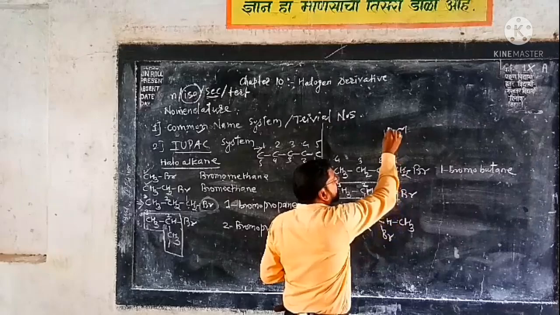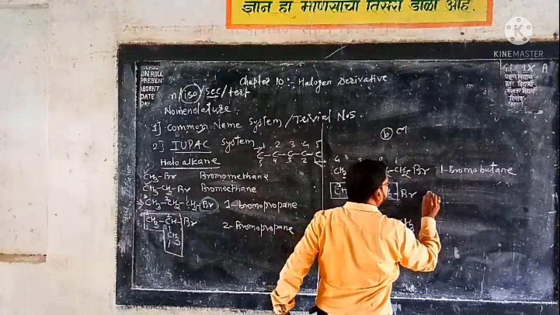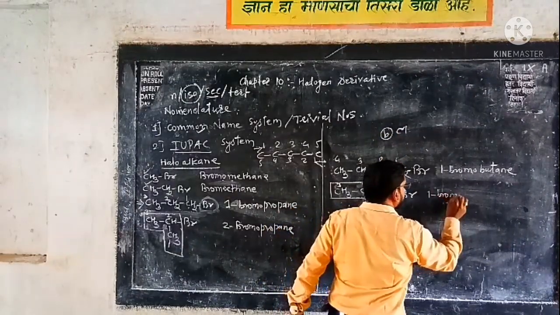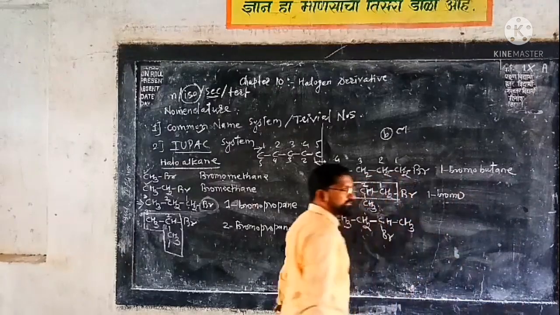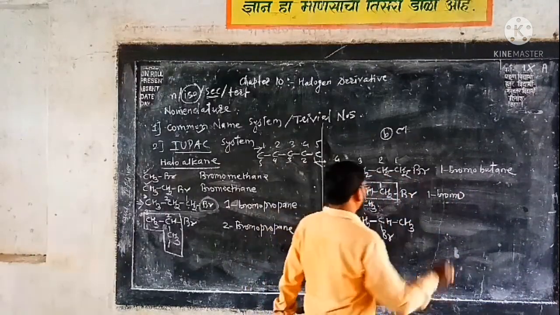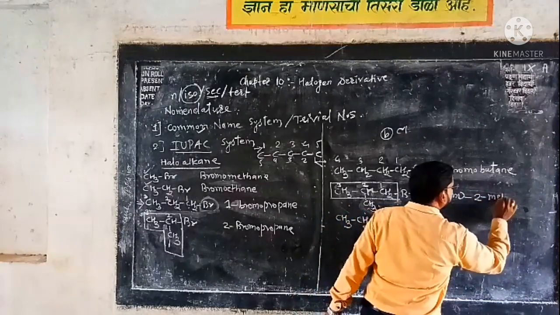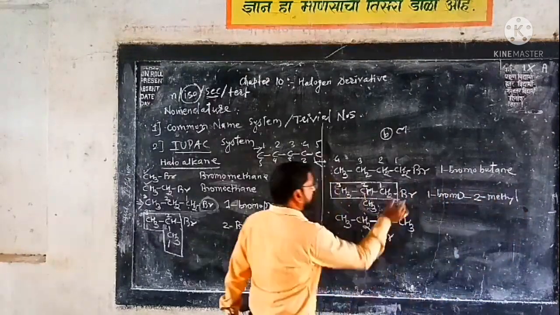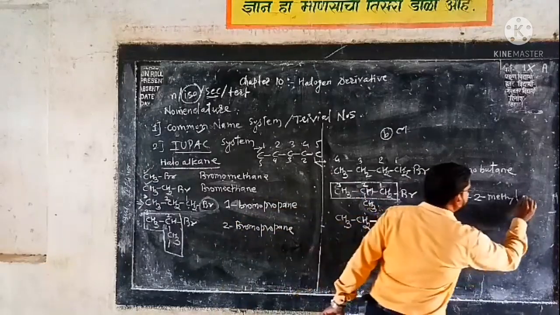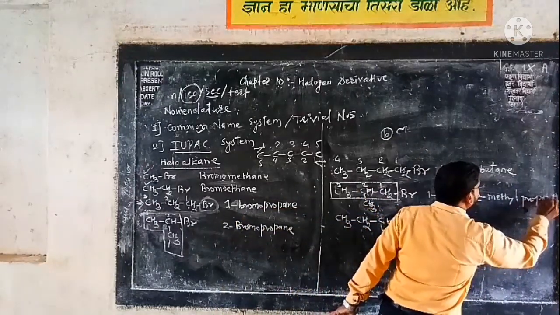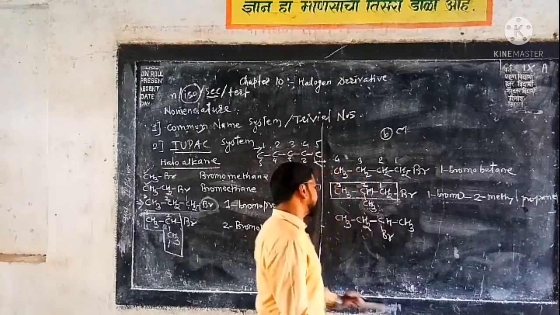Now, bromine and methyl. Alphabetically, which comes first? Bromine comes first. Therefore, right here, 1-bromo, hyphen, 2, hyphen. What is that? Methyl. 1-bromo-2-methylpropane. Okay, it's very simple.